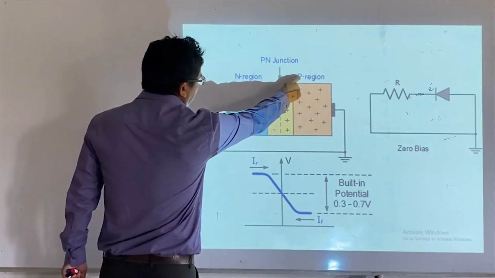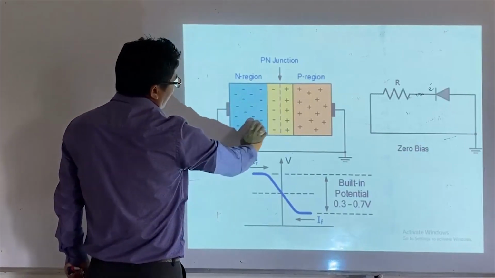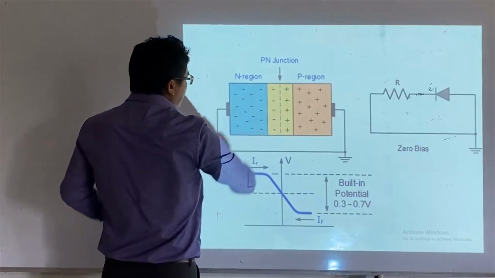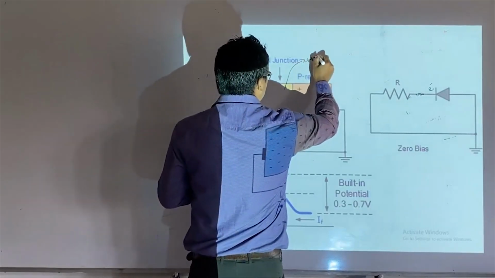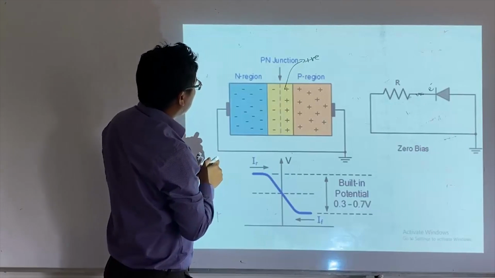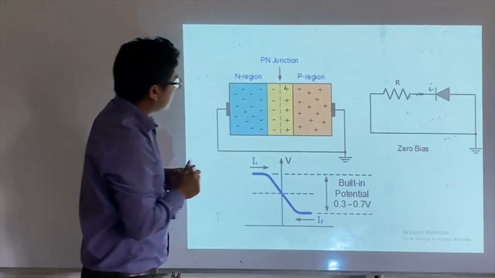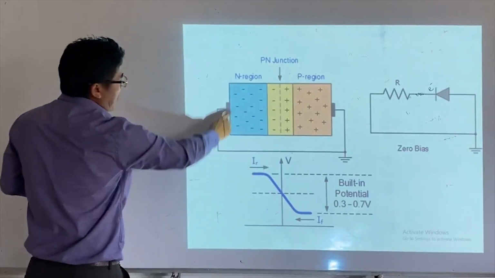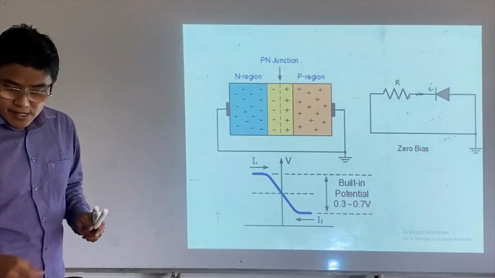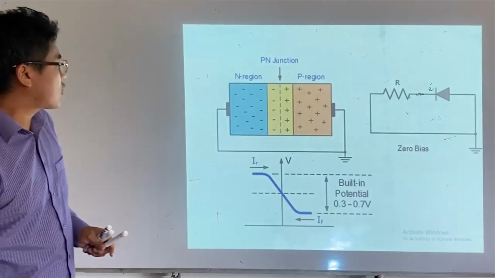N-type region, P-type region. Minus are electrons, these are the holes. This is an electron. This is a positive ion. Plus are holes and minus are electrons, right? Okay.